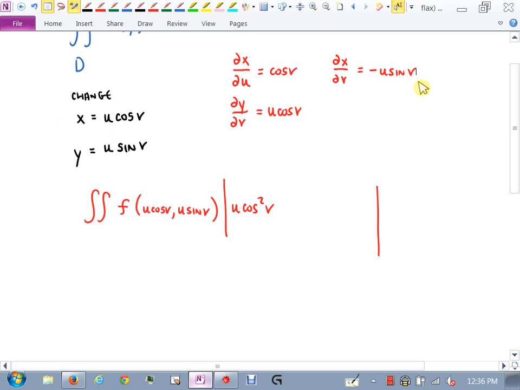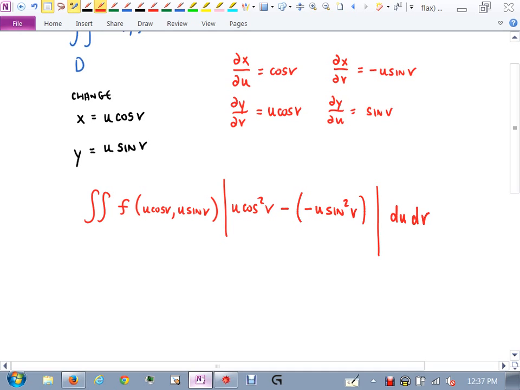And then the partial of y with respect to u, which would be sine v. And then I'm supposed to multiply those two together, and put them here and subtract them. So I'd have minus, and then it came out to be negative u sine squared v. Yeah? And then at the end, I have du dv, right?